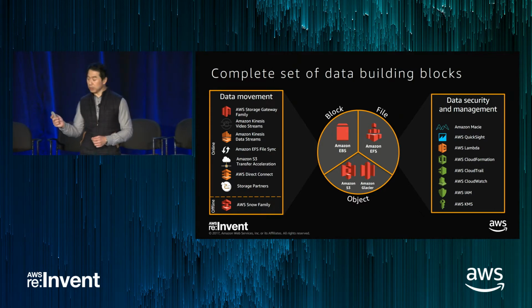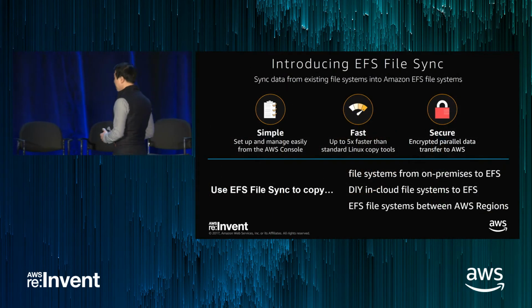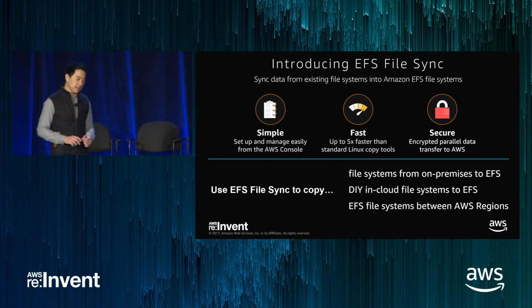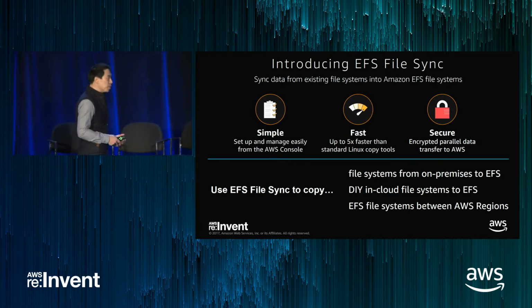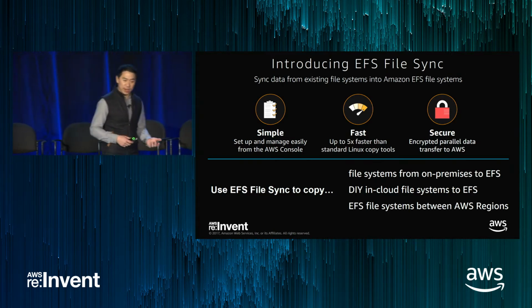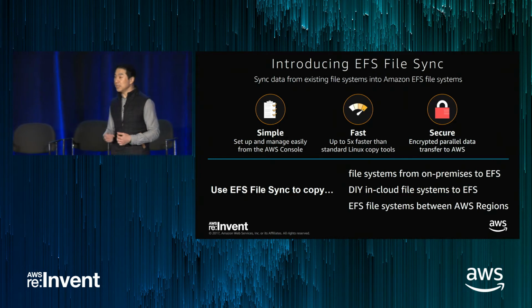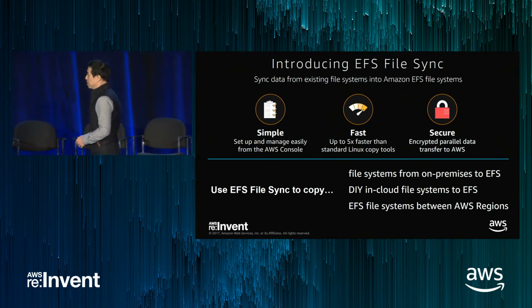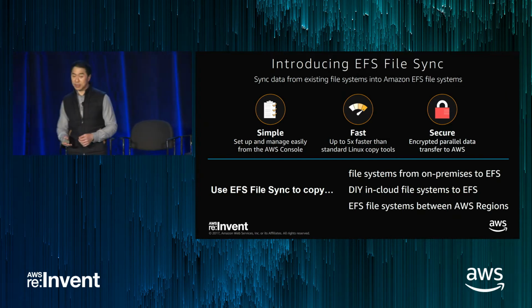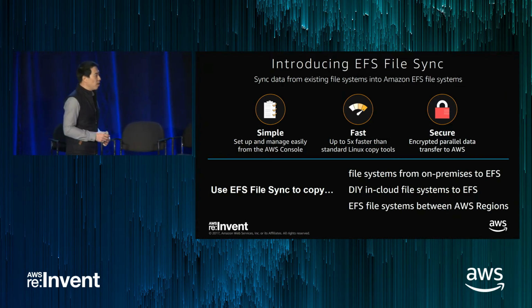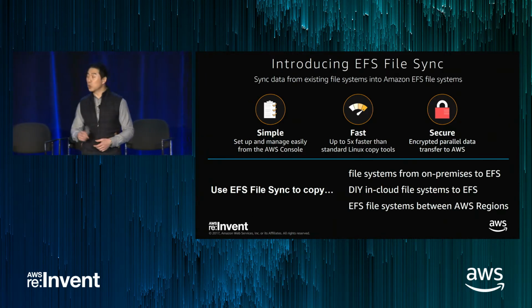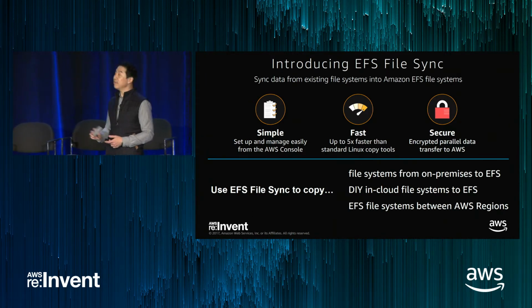In particular, last week, we announced EFS File Sync. So this feature is a very simple, fast, and secure way to copy data into and out of EFS. So you can use EFS File Sync to copy data from on-premises hosts into EFS, from other in-cloud file systems into EFS, or between EFS file systems, even across AWS regions.